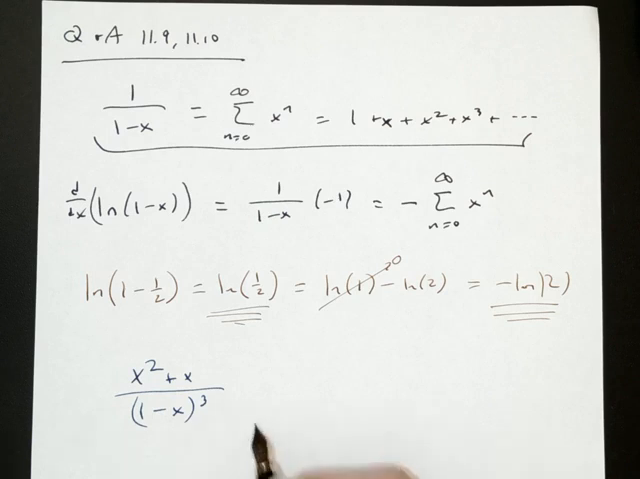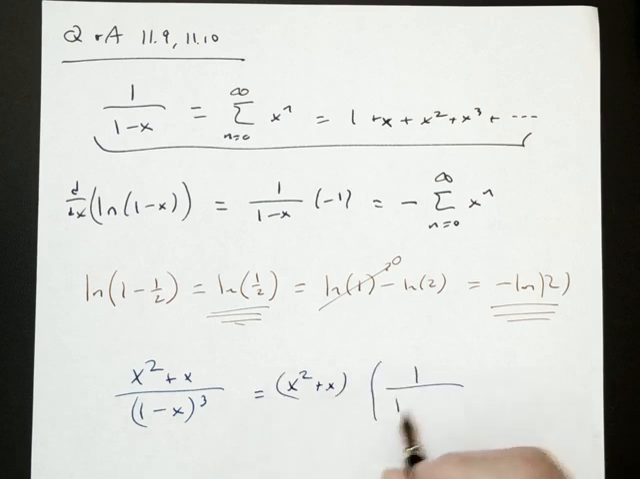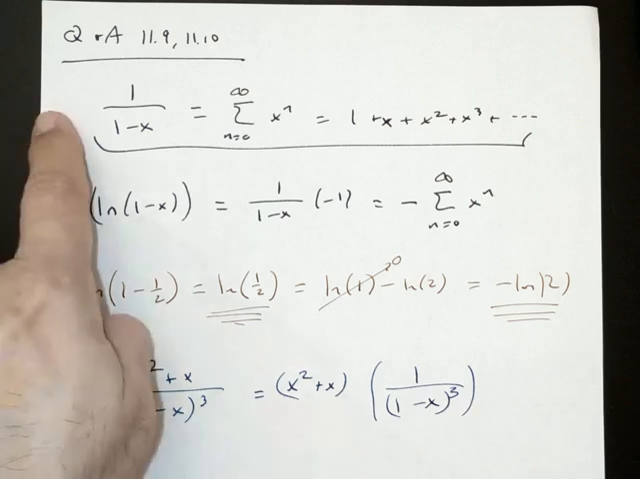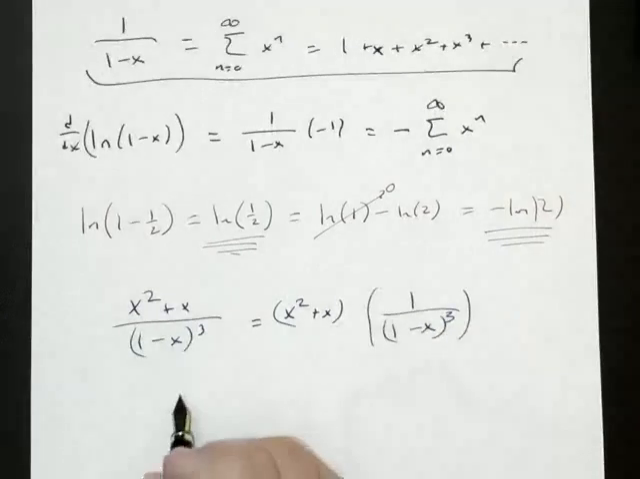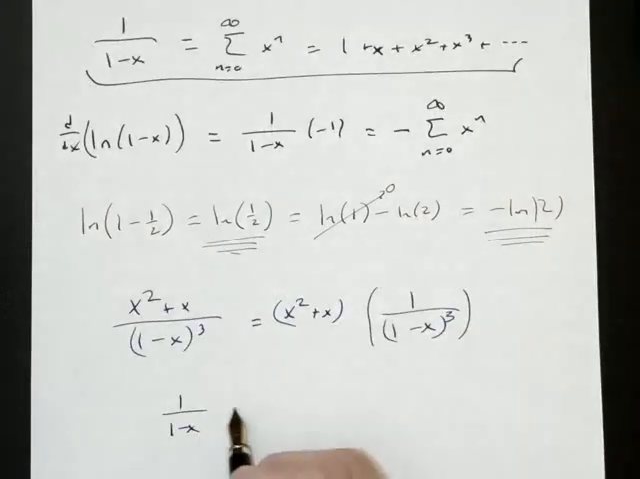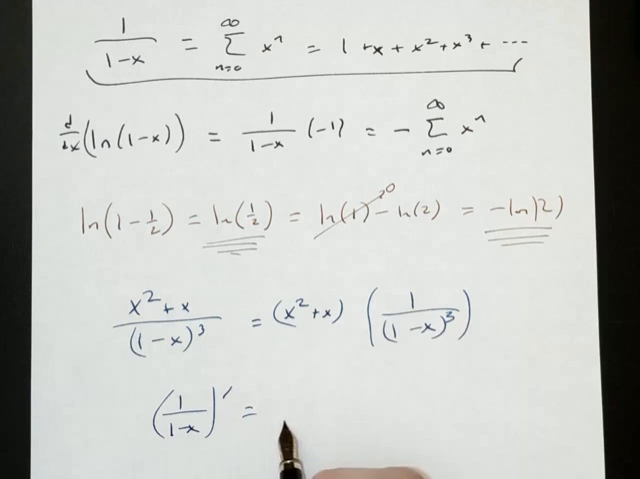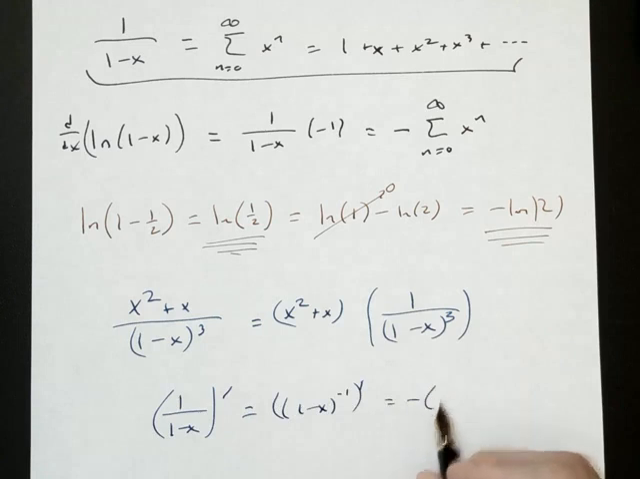But my first reaction is to write this like this. Because this looks like it could come from here by taking a couple derivatives, because there's a cube on the bottom. So how do I get a cube in the bottom? Well, 1 over 1 minus x. If I take the derivative of that, that's the same as 1 minus x to the negative 1, taking the derivative, minus 1 minus x to the negative 2.